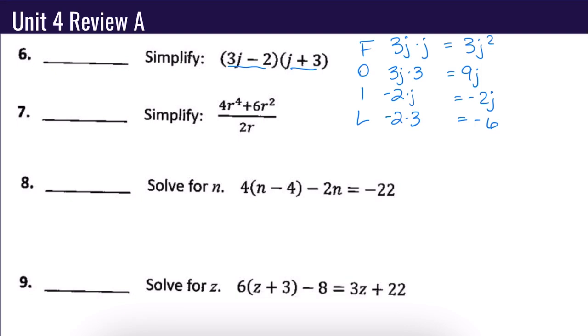We're going to look and see, are there any that are like terms, any that we can combine? And yeah, we can combine these guys. 9j minus 2j would get us to 7j. So our answer is going to be 3j squared plus 7j minus 6.